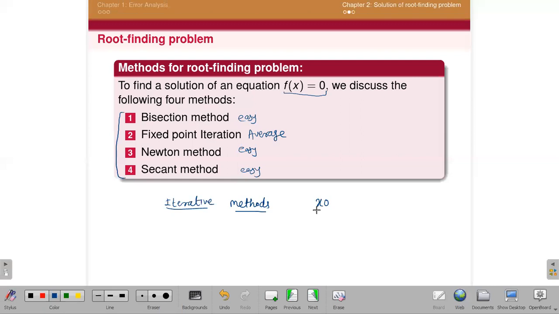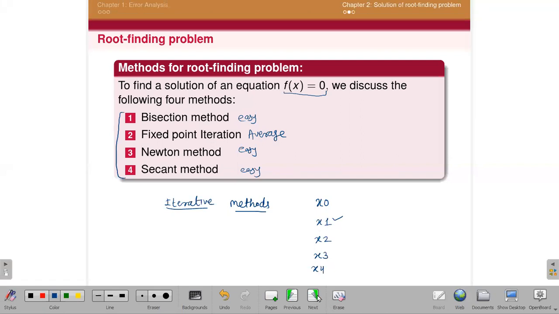I take any initial guess here. Then I apply the formula, any method, to this equation, and I get x1, which is an approximation to the exact root. If it is not a good approximation, then I use the method again and get another approximation, x2. Again I apply the formula and get x3. Again I apply the formula and get x4. This way you are getting approximations of the roots.